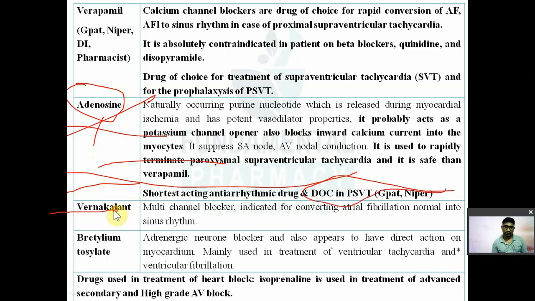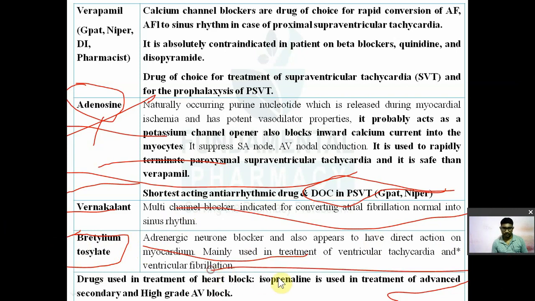Now another drug is known as Vernakalant. Vernakalant is a multi-channel blocker. Calcium, sodium, potassium, कौन से भी channel वो block करेगा. Indicated in the conversion of atrial fibrillation into sinus. Sinus का मतलब normal. Bretylium tosylate. Bretylium tosylate is a drug known as adrenergic neuron blocker. Adrenergic neuron blocker. So adrenergic overflow अगर ज़्यादा हो गया तो आपको heart rate बढ़ाएगा. Adrenergic neuron blocker also appears to have a direct action on myocardium and is mainly used to treat ventricular tachycardia and ventricular fibrillation. This is bretylium tosylate. Now, drugs used in the treatment of heart block are nothing but isoprenaline and your dopamine.